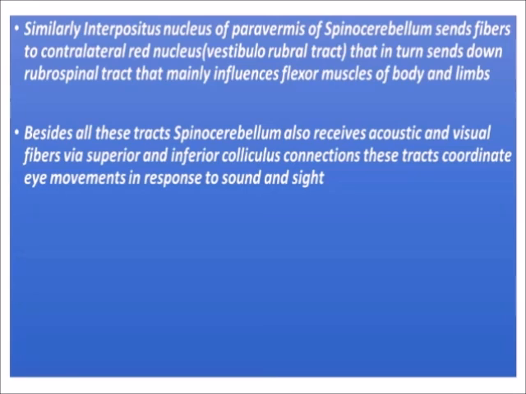Similarly, the interpositus nucleus of the paravermis of the spinocerebellum sends fibers to the contralateral red nucleus, which is called the cerebellorubral tract, that in turn sends down the rubrospinal tract that mainly influences flexor muscles of the body and limbs. Besides all these tracts, the spinocerebellum also receives acoustic and visual fibers via superior and inferior colliculus connections. These tracts coordinate eye movements in response to sound and sight.